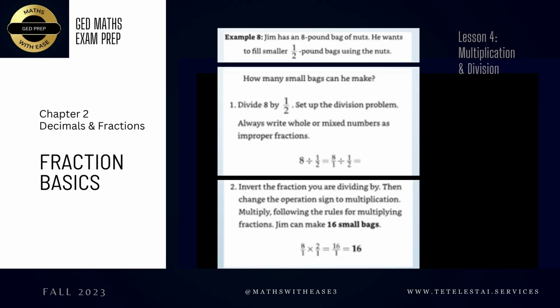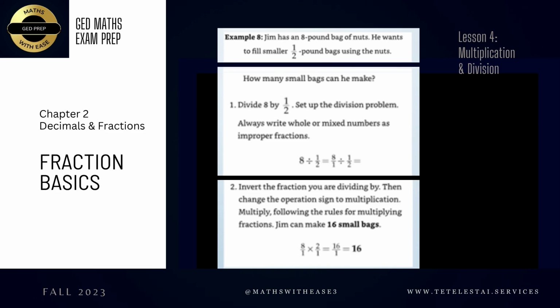Okay, so in this example, Jim has an 8-pound bag of nuts, and he wants to fill smaller half-pound bags using the nuts that he has, using the 8-pound bag. And the question is asking you, how many small bags can Jim make from his 8-pound bag? So you want to start by dividing. You basically need to divide 8 by 1/2.